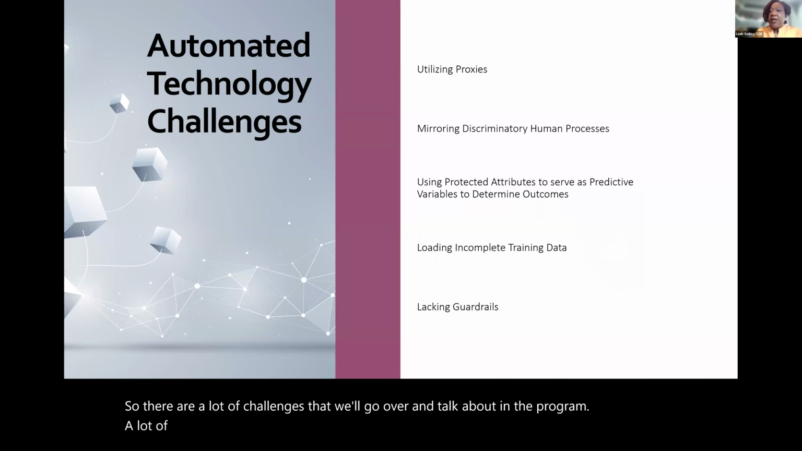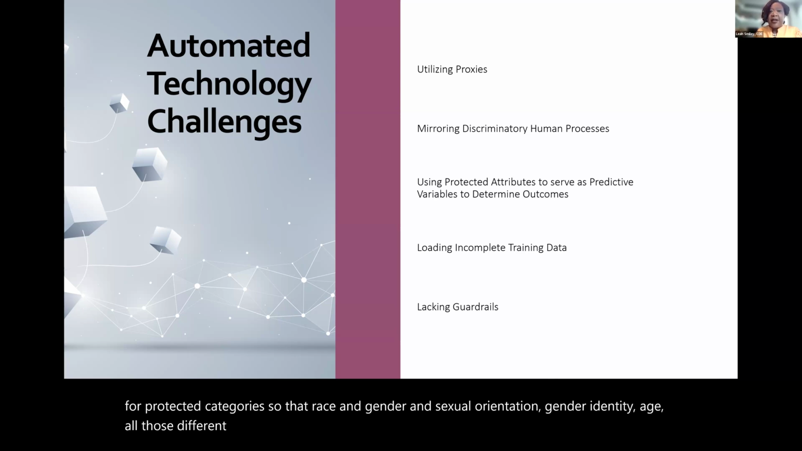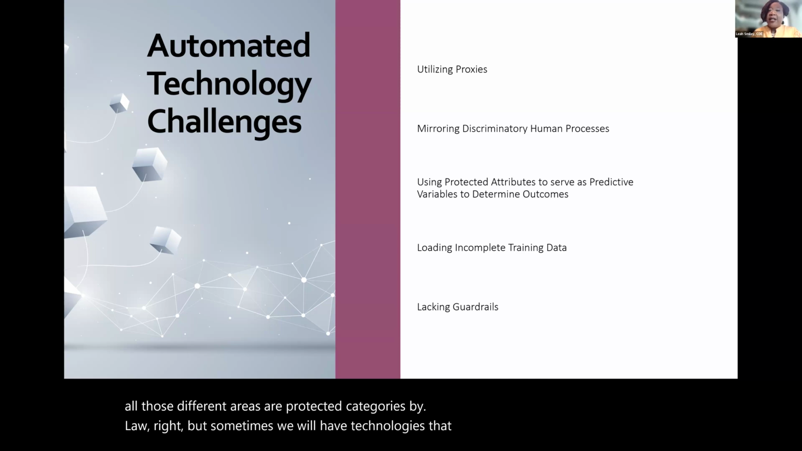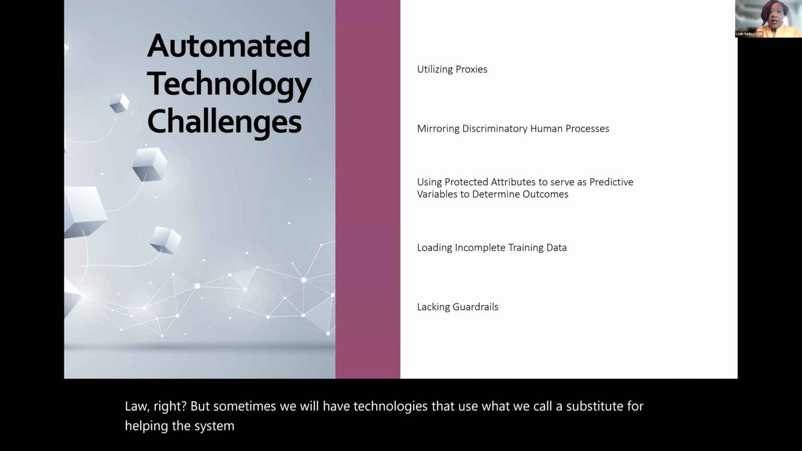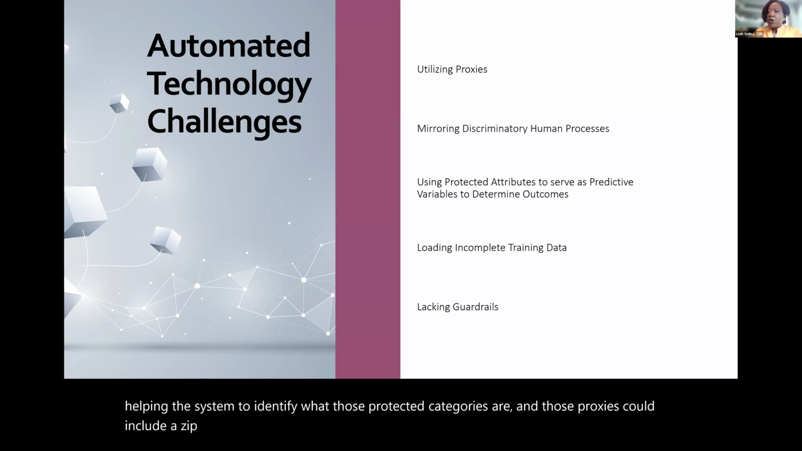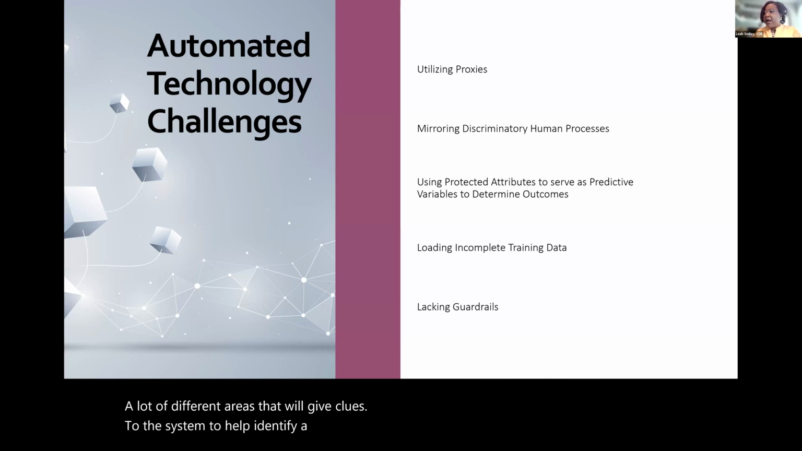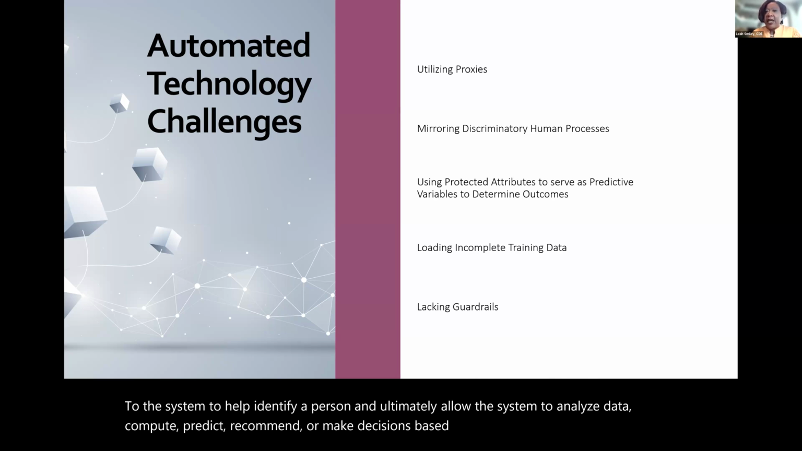A lot of times, what will happen is organizations will inadvertently have systems that use proxies for protected categories. So, you know that race and gender and sexual orientation, gender identity, age, all those different areas are protected categories by law, right? But sometimes we will have technologies that use what we call a substitute for helping the system to identify what those protected categories are. And those proxies could include a zip code, where someone went to school, perhaps their name, socioeconomic status, a lot of different areas that will give clues to the system to help identify a person and ultimately allow the system to analyze data, compute, predict, recommend, or make decisions based on one's protected categories.